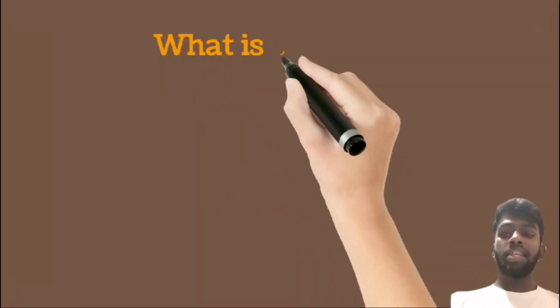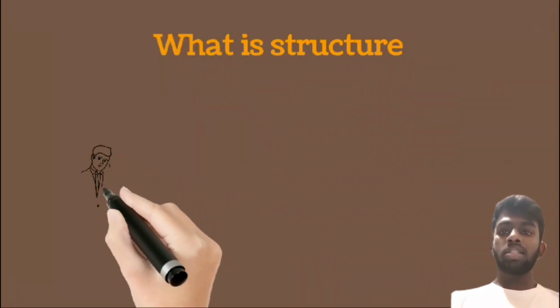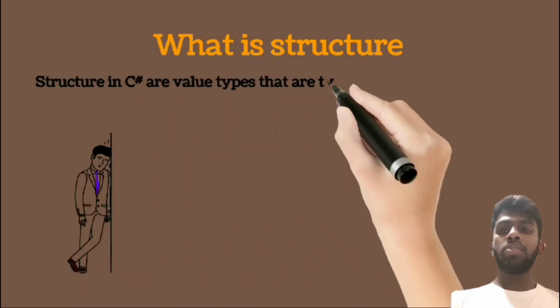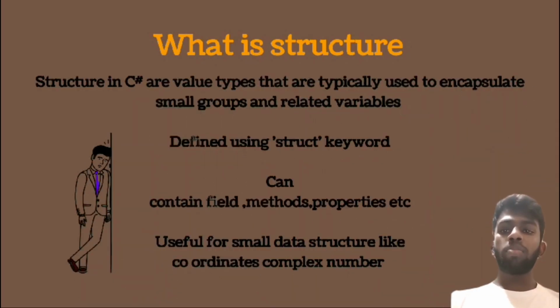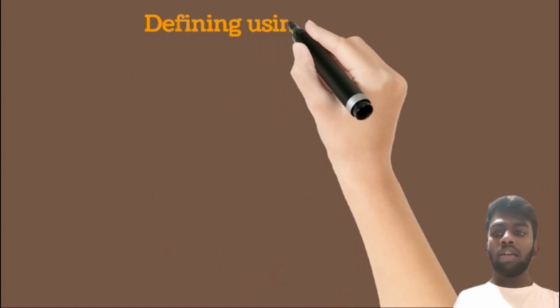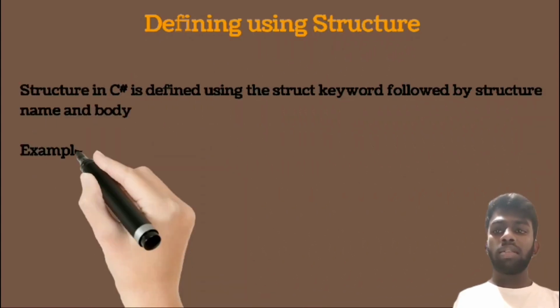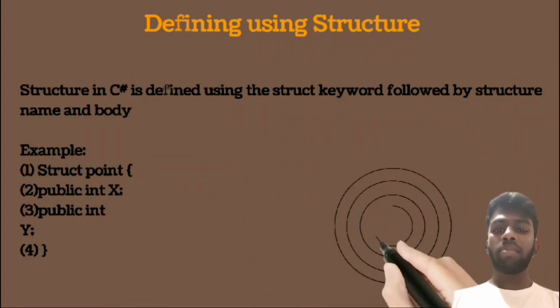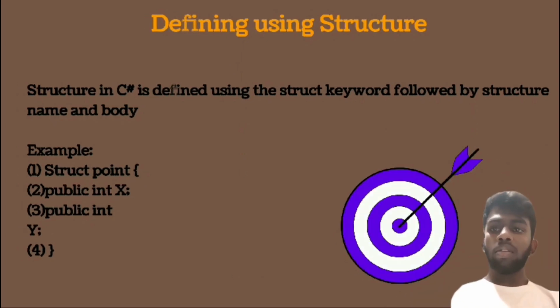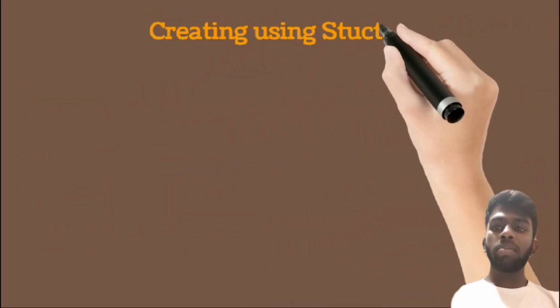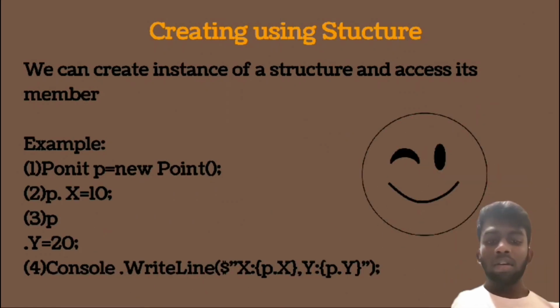Thanks. This is Mahesh. My topic is about structure. Structures in C# are value types that are typically used to express the features of a small group of related variables. A structure is defined using the struct keyword followed by the structure name and body. Examples are given below. We can create the structure by using the following members. Examples are given below. Explanation of code.